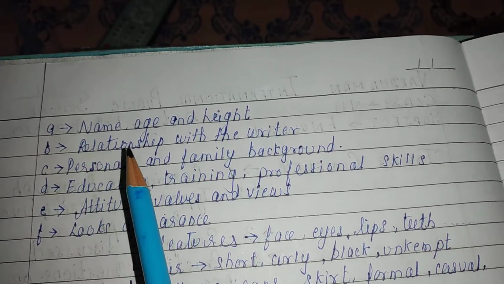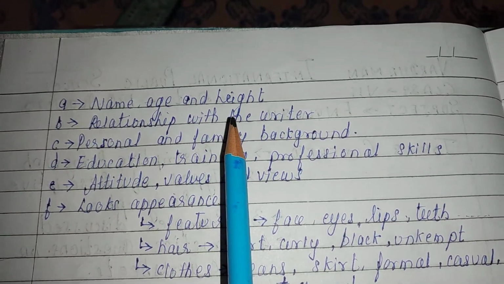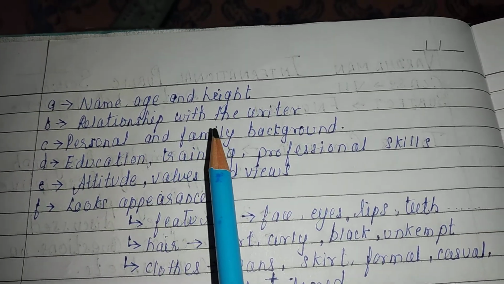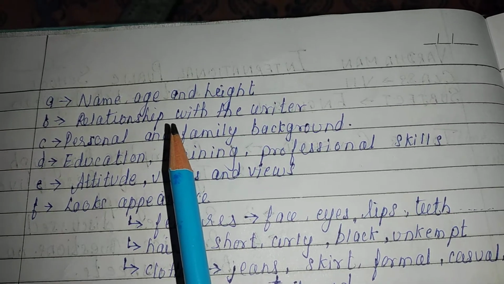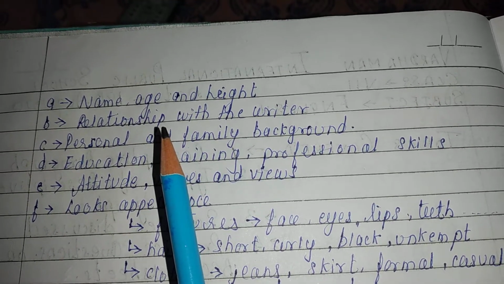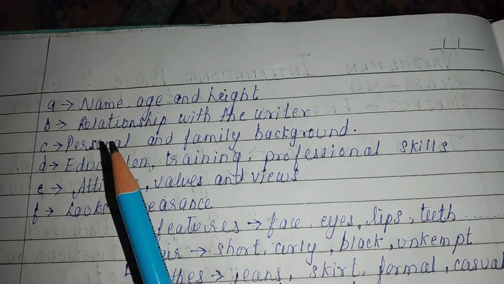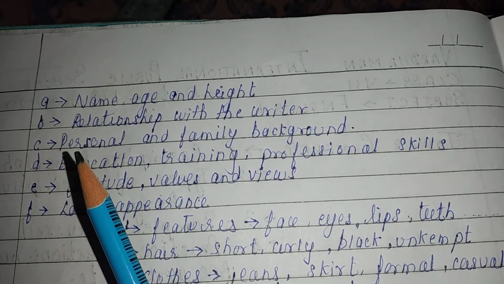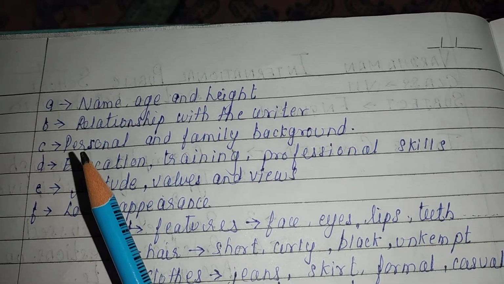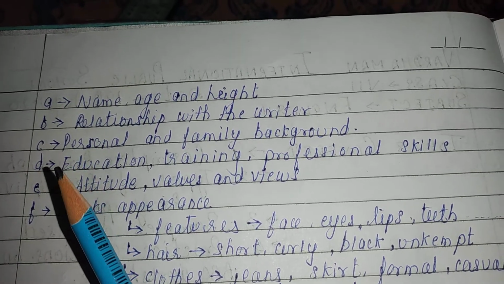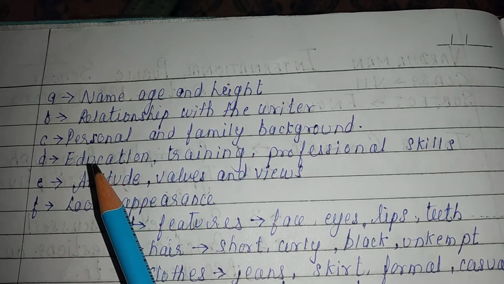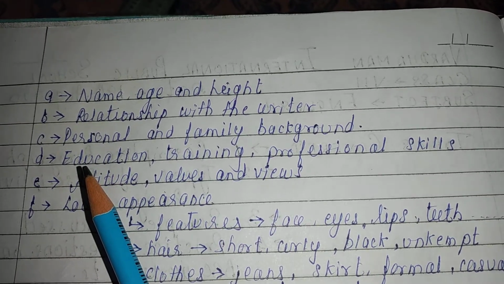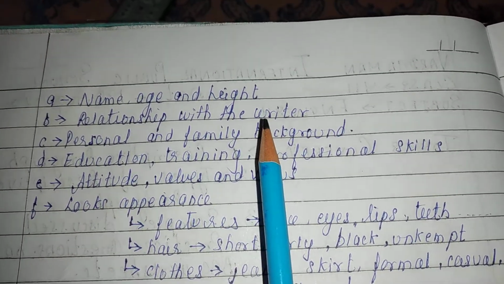So first we need to write the name, age and height of a person, relationship with the writer. So if I am going to write a descriptive paragraph about any person, I have to say how I know about that person. For example, if I am writing about any famous actor, let's take an example of Amitabh Bachchan. How do I know about Amitabh Bachchan? Yes, I'm a fan of his, or I know about him because he's an Indian superstar. Okay, that is what you need to write.